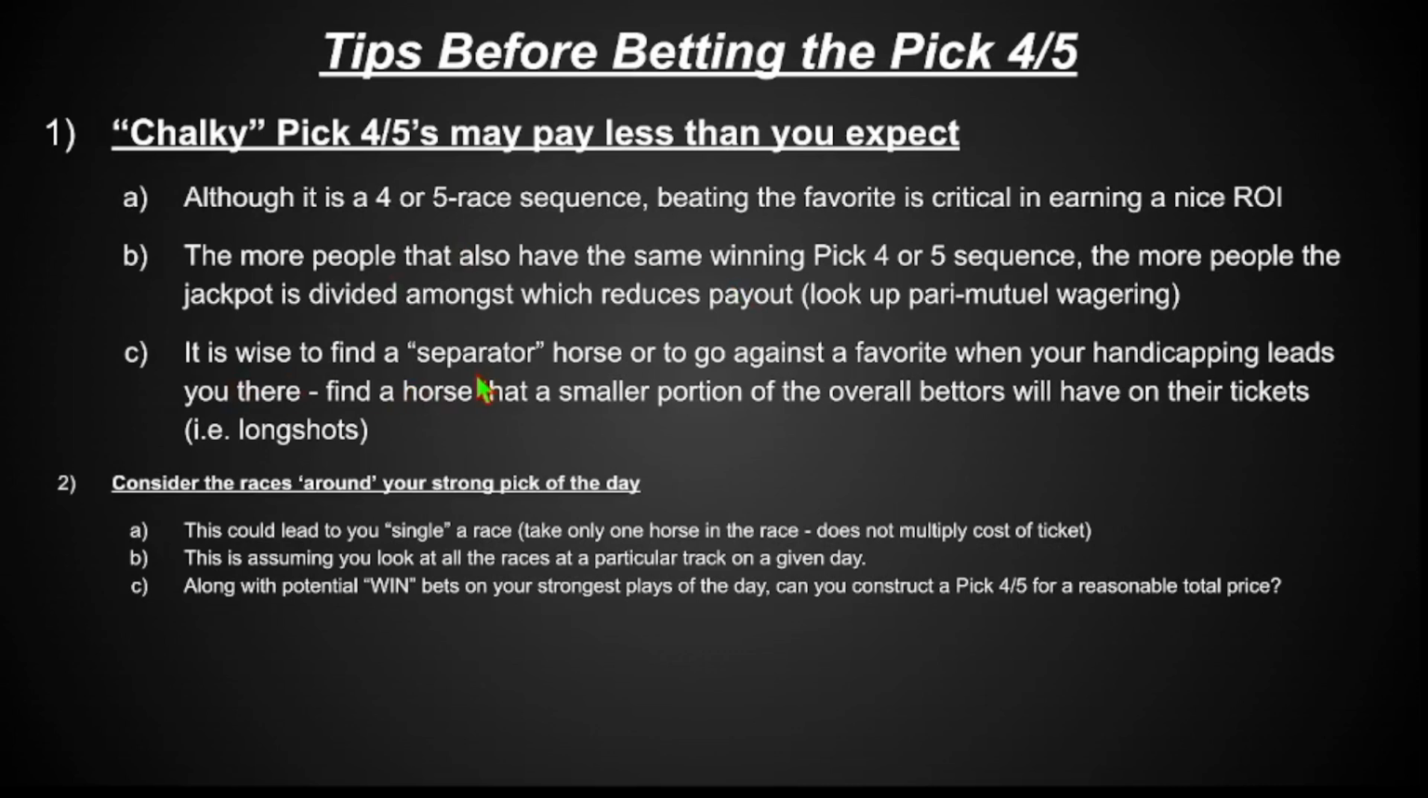It is wise to find a separator horse or to go against the favorite when your handicapping leads you there. Find a horse that a smaller portion of the overall bettors will have on their tickets. Basically long shots. If you take all favorites, everybody else is probably going to have most of those favorites on their ticket. Therefore, the pick 4 or pick 5 is not going to pay very well. If you can find a nice long shot, and a long shot indicates that not a lot of people are betting on that horse, especially to win, and that horse does win and it's on your pick 4 or 5 ticket, a lot of people's tickets will be eliminated, and that means a lot fewer people are going to get paid out the jackpot in the pick 4 or pick 5 pool. That means more money to you when you can get those separator horses.